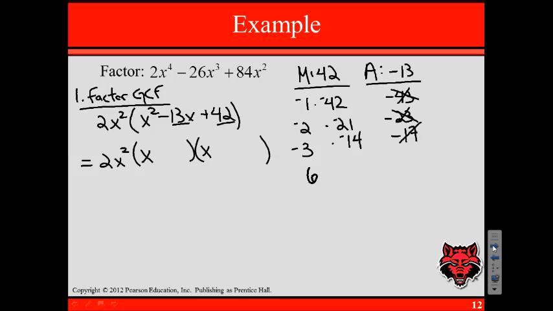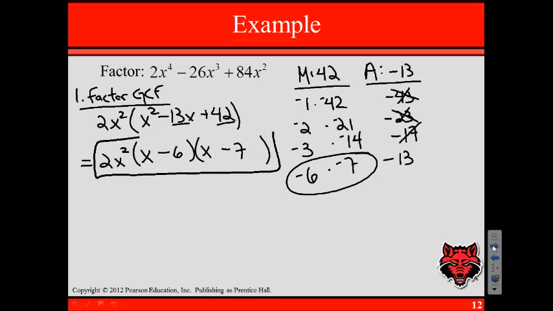Let's try 6 and 7. Again, each of these factors must be negative. Negative 6 plus negative 7 is negative 13. So these are exactly the two factors we want to use to fill in the missing pieces of each binomial. And just like the last example, we could check ourselves. We start by distributing the GCF to the first binomial and then FOILing.